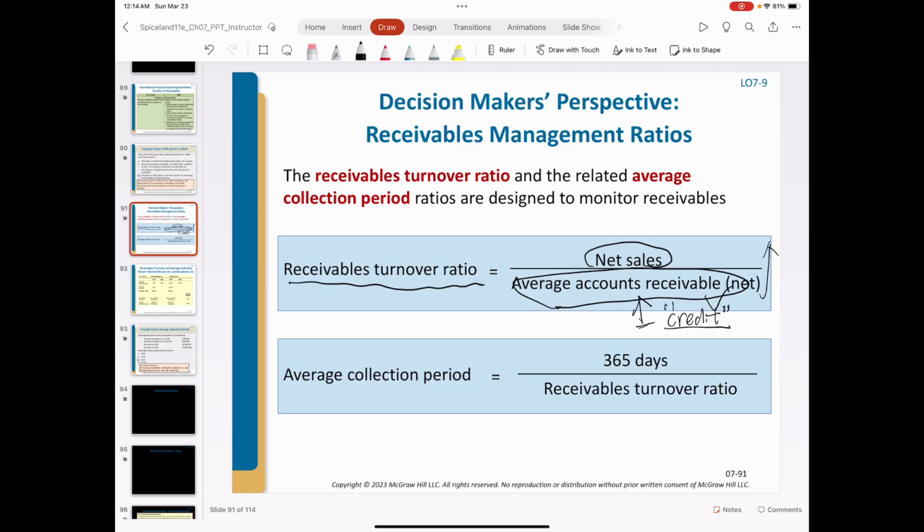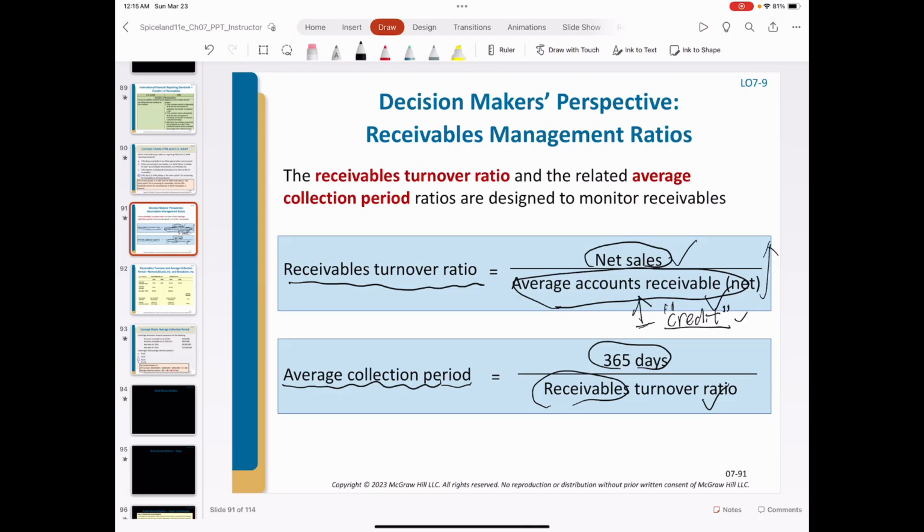So with a limited amount of credit, if the company can generate more sales, it also represents that the company is efficient in managing its capital. We can also convert this ratio by dividing 365 by the receivable turnover. We can convert it to number of days. So this means on average, how many days the receivables will be collected.